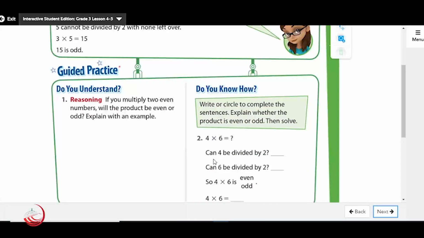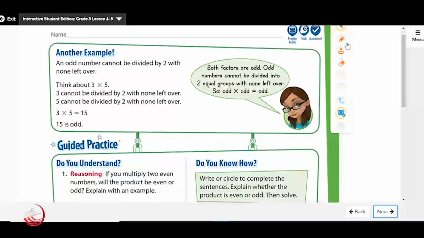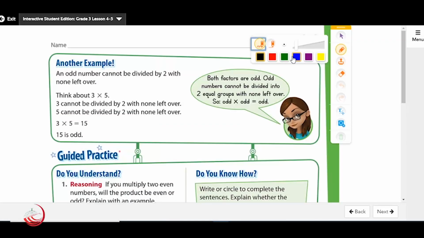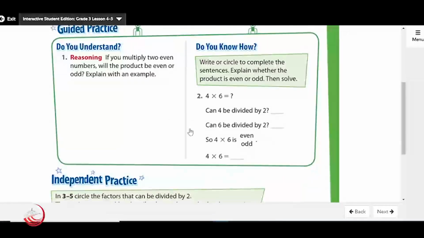Now let's practice. Number one: if you multiply two even numbers, will the product be even or odd? Give me an example of two even numbers. Let's see, 4 times 8. If you multiply two even numbers, 4 is even? Yes. 8 is even? Yes. Will the product be even or odd?